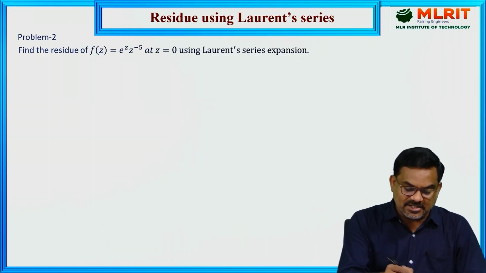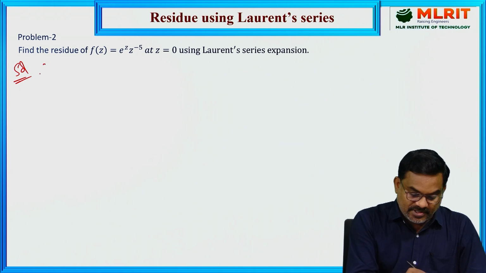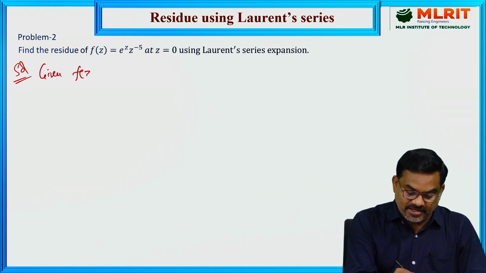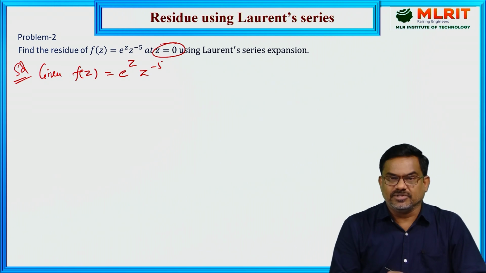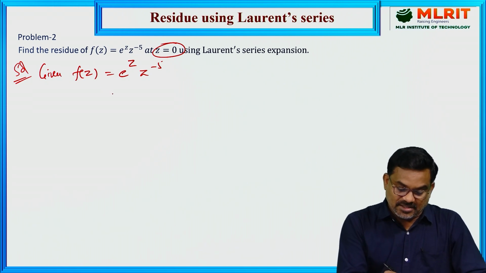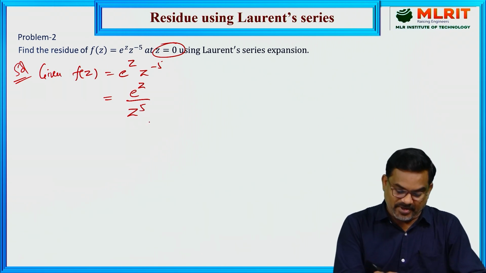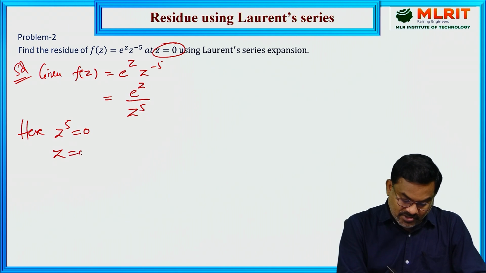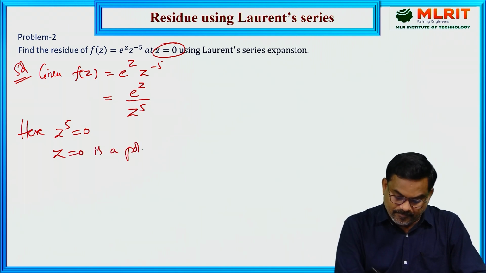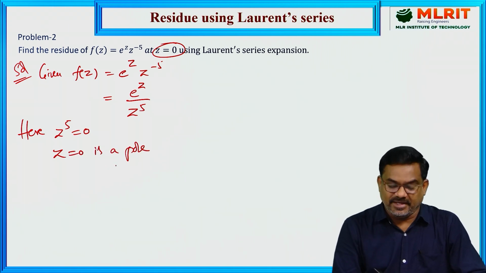Similarly, let us consider another problem. Given f of z is e power z by z power 5, and again at z equal to 0. So, first we need to simplify this, e power z by z power 5, which is in the form of z minus 0 power 5. So, here z equal to 0 is a pole of order 5.